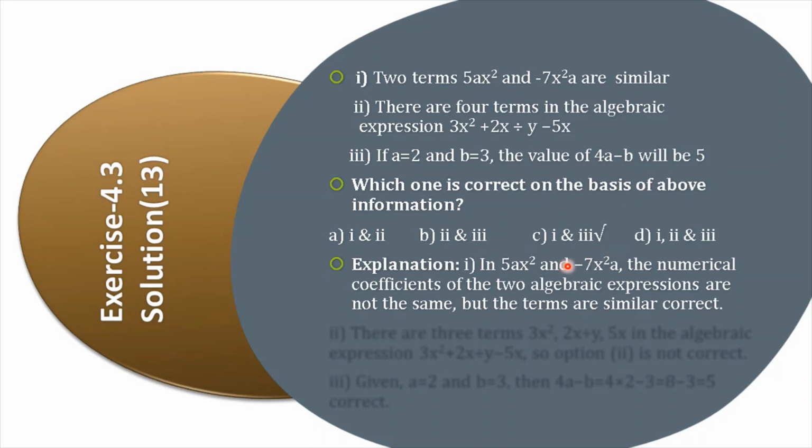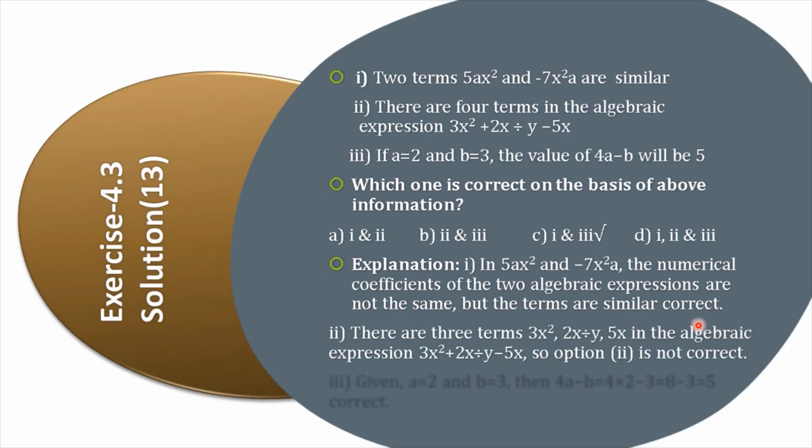In 5x square and minus 7x square a, the numerical coefficients of the two algebraic expressions are not the same, but the terms are similar. That's why it is correct, my dear. Already I have told you when I discussed the definition of similar terms. Number 2, there are three terms: 3x square, 2x divided by y, and 5x in the algebraic expression 3x square plus 2x divided by y minus 5x. As you know, the terms are divided by plus and minus signs. That's why in here, as you can see, the terms will be 1, 2 and 3. So option 2 is not correct.